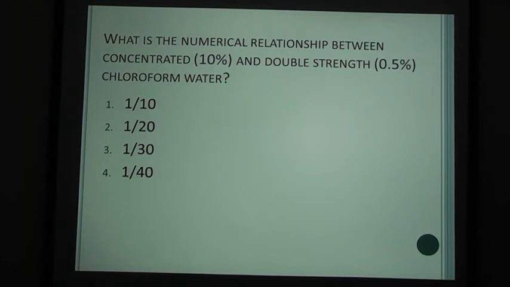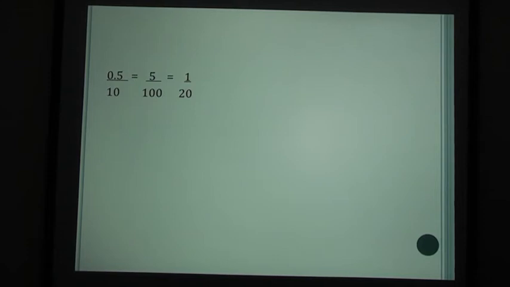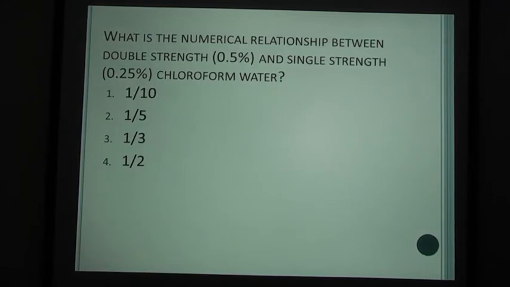I'm hoping you did 0.5 over 10, which gives you 5 over 100, so it's 1 in 20. The numerical relationship between those two is 1 in 20. In the same way, what is the numerical relationship between double strength and single strength? So double strength has 0.5% and single strength has 0.25%. So what's the relationship there?